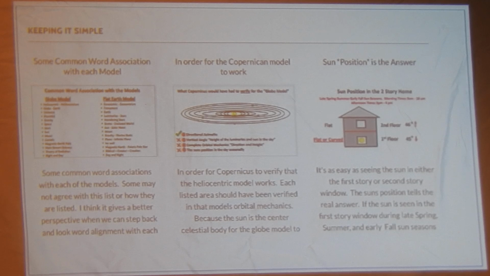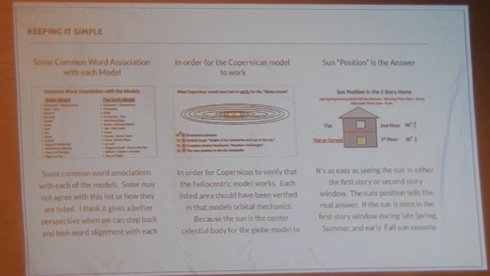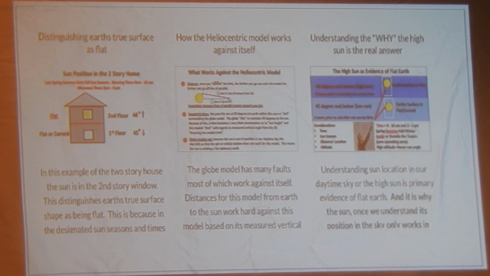Some common word association under keeping it simple. A lot of people, sometimes you have to back up and look at what words line up with each model, the flat earth model and the globe model. Again, there are word associations when we talk about those models. Copernicus and what he had to do in order to get that model to work. The globe model was released after his death, and he had major issues with it. I think vertical angle being one of the huge problems. And then some other simple items, such as identifying the high sun as evidence of flat Earth. And again, what works against the heliocentric model: distance, the curve, and the spin all work against it.